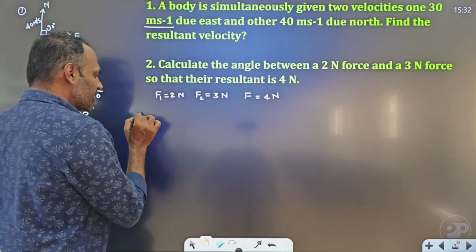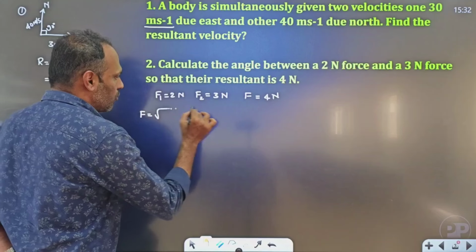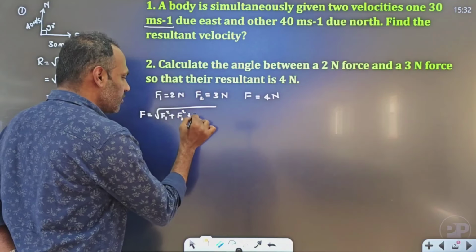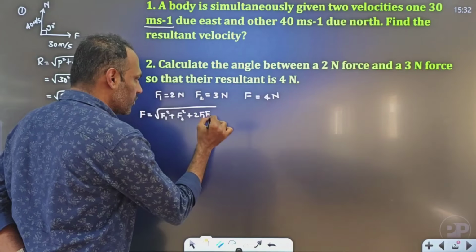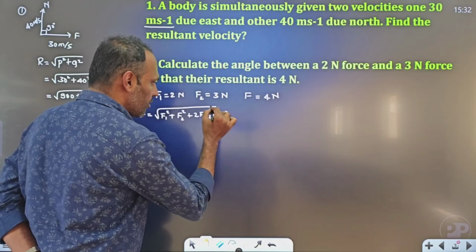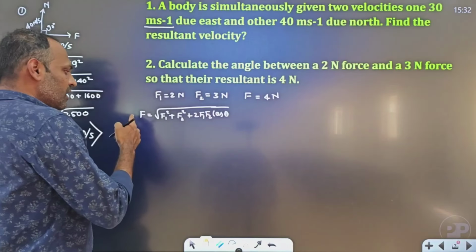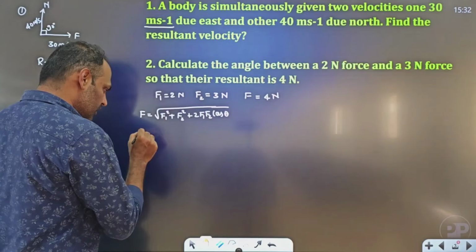Okay, apply the resultant vector formula. F is equal to root of F1 square plus F2 square plus 2 F1 F2 cos theta. Let us apply this formula, right? R is equal to root of P square plus Q square plus 2 PQ cos theta. It is the same formula, but I am writing it in terms of force. Resultant force is given, that is 4.